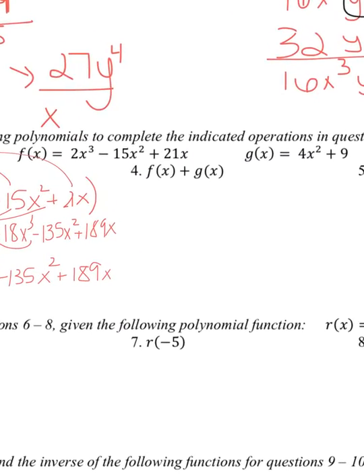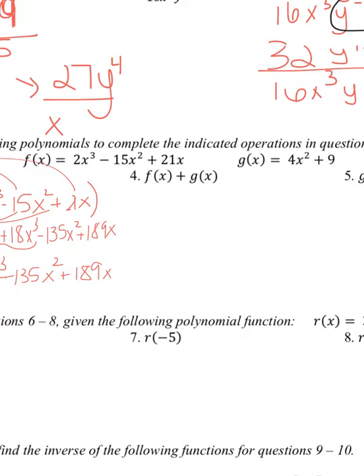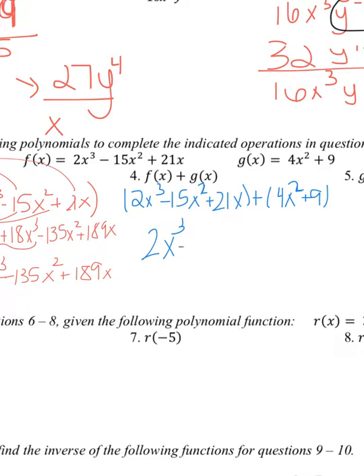Number 4, much easier. It wants us just to add them. So I'm going to substitute this in. So this would be 2x to the third minus 15x squared plus 21x plus 4x squared plus 9. So now all I have to do, because it's just adding them, is combine like terms. So number 4 should definitely be an easy question. Final answer, 2x to the third minus 11x squared plus 21x plus 9. Remember, you are writing the word correct in the box if you got that answer correct.